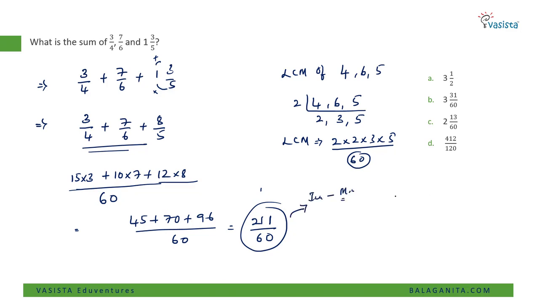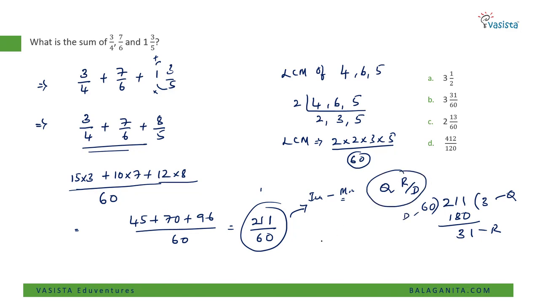How are you going to do that? That is going to be Q R by D. Now divide 211 by 60. 6 3s are 18, 180. 21 minus 18 is going to be 3, so 31. This is going to be the quotient, this is the remainder and this is the divisor. So you have to place it in this way. Quotient is going to be 3, remainder is 31 and divisor is 60. So the answer is going to be 3 31/60. So your option B is the right one.